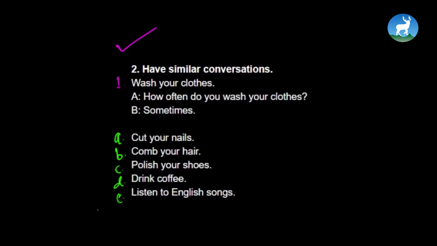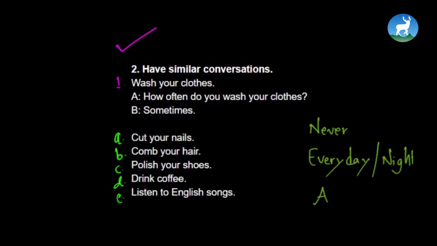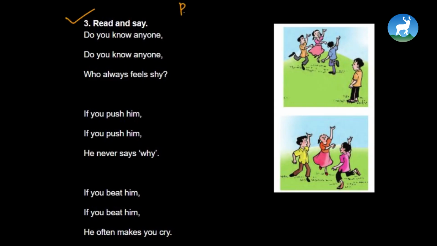So, depending upon your degree of doing something, you can choose the proper words. You can either say sometimes, or you can say never, or you can say every day, or maybe every night, or you can say always. All right, so you can use these words. Now let's read a rhyme, or you can even call it a poem. But before that, let's look at the picture. So you can see, there are a couple of people jumping. I mean, there are three people, two boys and a girl, who seem very happy.